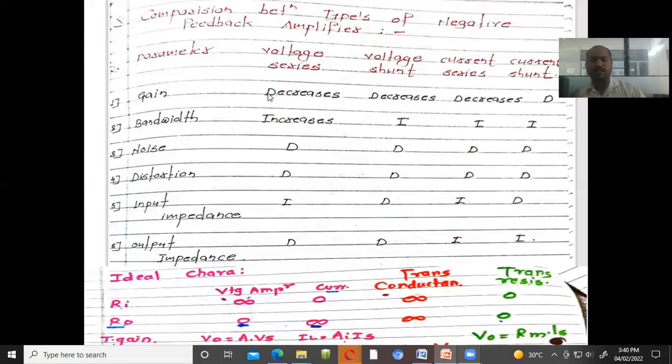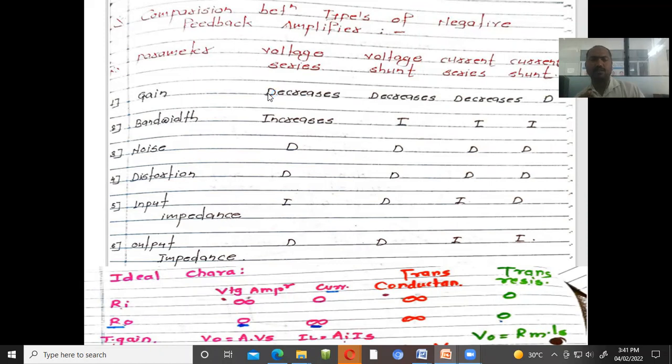The second is voltage shunt feedback. When we use voltage shunt feedback and apply an audio signal, the bandwidth, meaning the operating frequency, also increases. This happens in all cases, whether voltage series, voltage shunt, current series or current shunt: the bandwidth, meaning the operating frequency of your amplifier, increases.